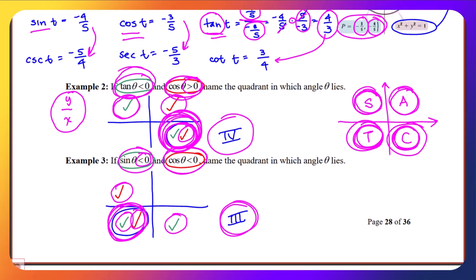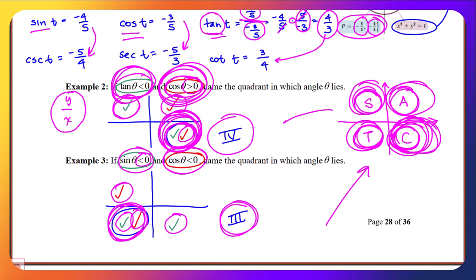So then tangent is negative here and here. Cosine is positive here where they all are and where C is. So you can use this to do these problems.